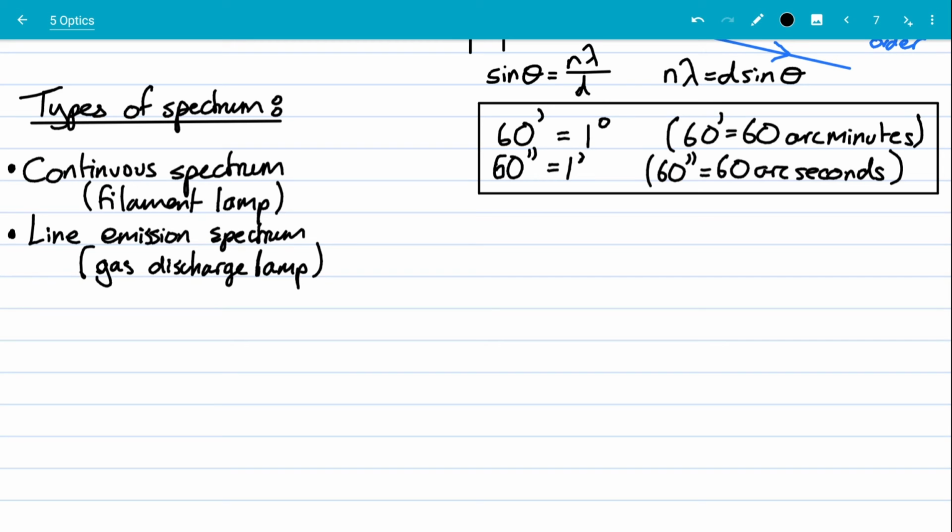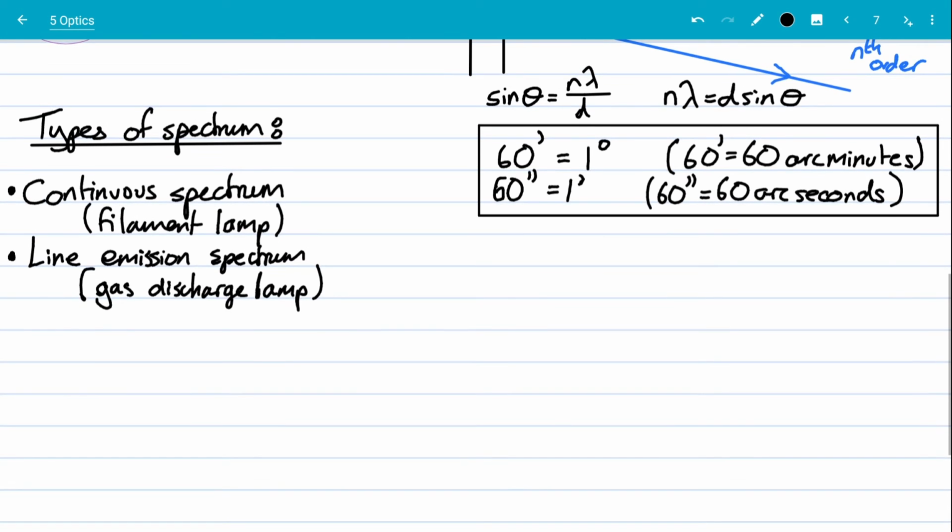There'll be a bunch of colors depending on the excitation levels in the gas, and it's not producing coherent light, so you have to use a single slit to produce coherent light. That slit gives you a spectrum of lines. The lines are images of that slit. And then we have a line absorption spectrum.